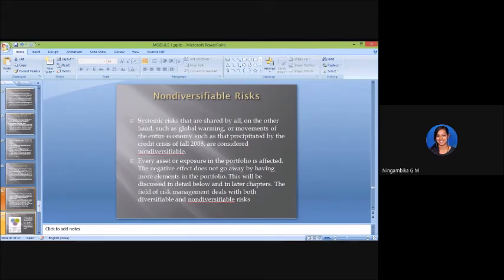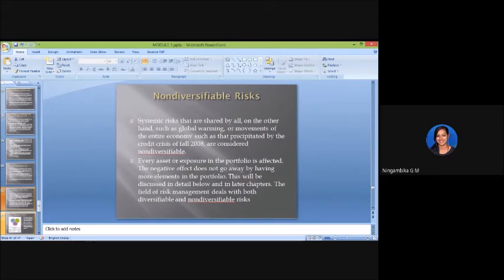The field of risk management deals with both diversifiable and non-diversifiable risk. The best example is global warming. Due to global warming, entire economies have been impacted. Also the credit crisis that happened in fall 2008 is a non-diversifiable risk.